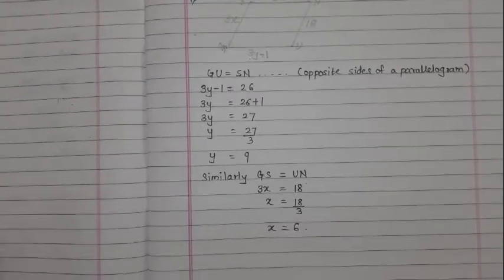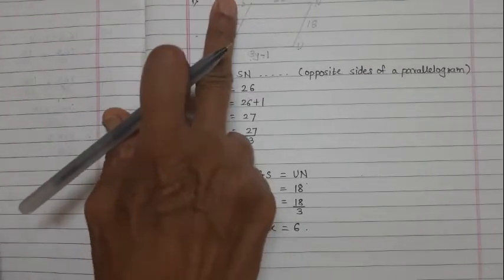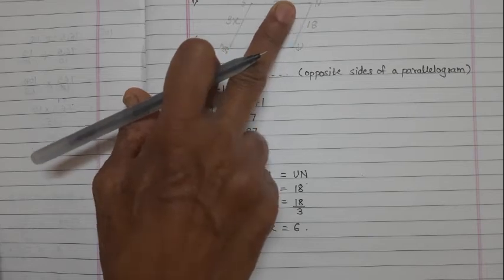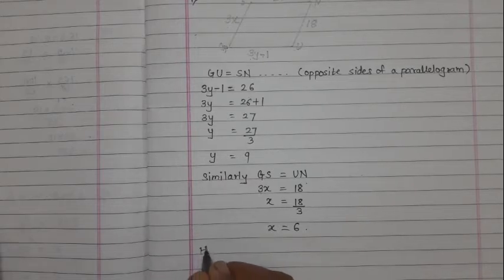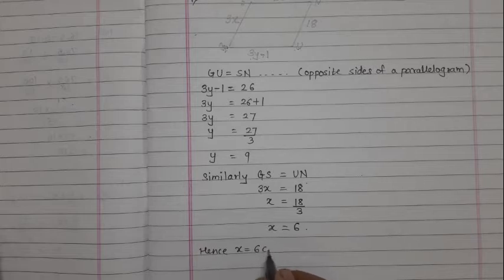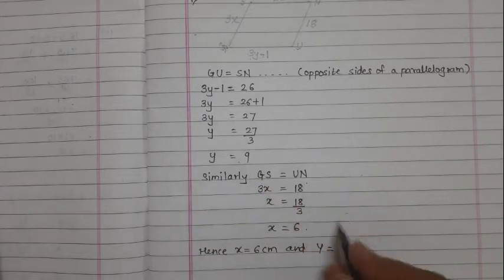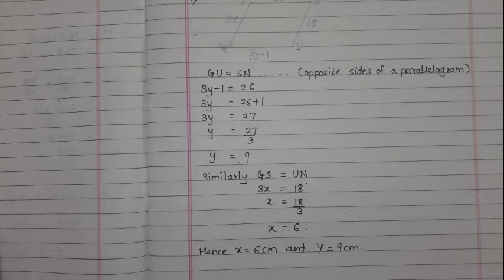So now what did we get? What is asked? Find x and y. Lengths are in centimeter, it is given in the bracket. Hence, what will you write? Hence, x is equal to 6 centimeter and y is equal to, how much did we get? 9. 9 centimeter. Okay.